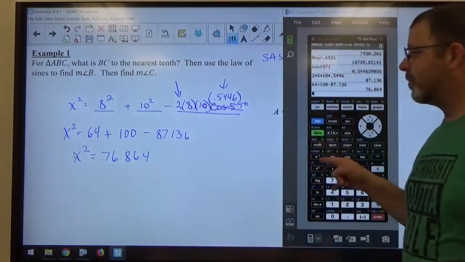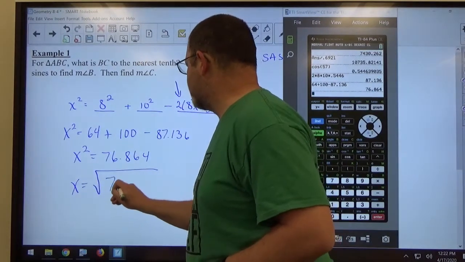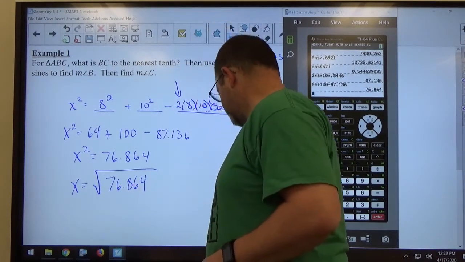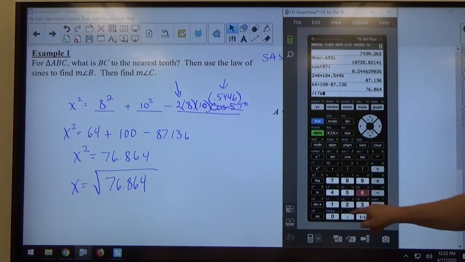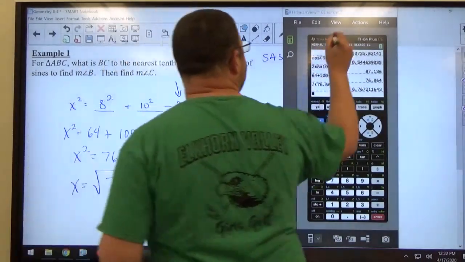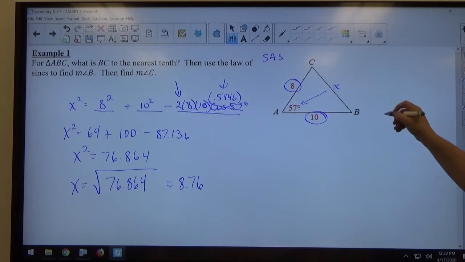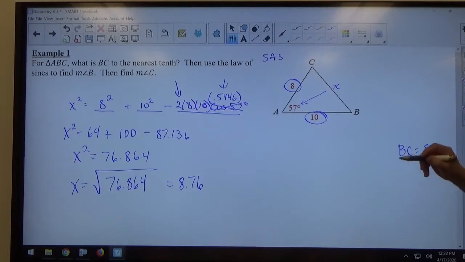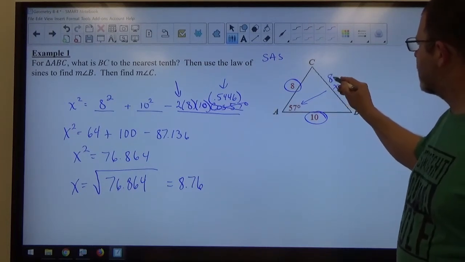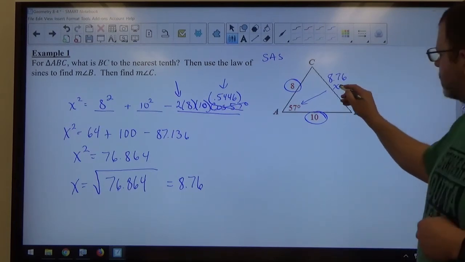And finally, if x squared equals that, x must equal the square root of 76.864. That comes out to 8.76. Now the question said to find BC to the nearest tenth. BC is x, right? So I'm going to write BC equals 8.8. I'm going to use the 8.76 on my picture here though, because 8.76 is a little bit more accurate, a little bit more correct.